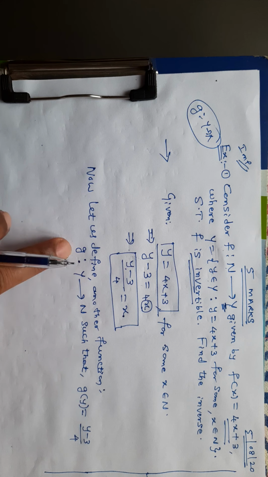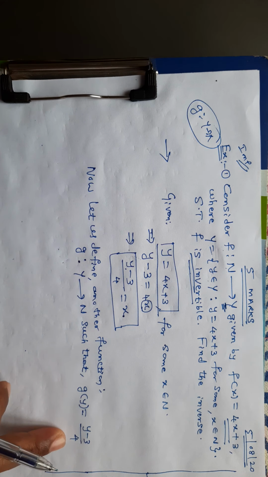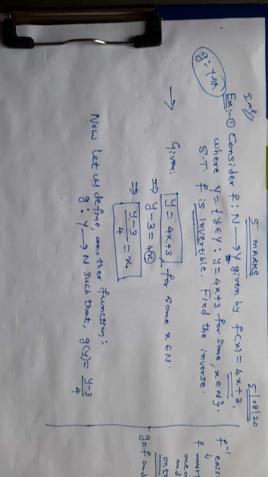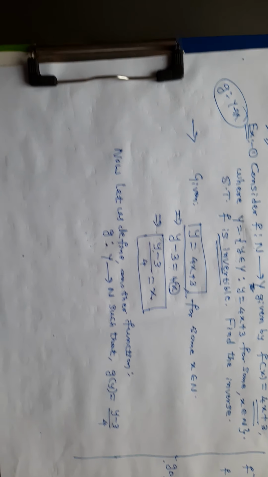So we can define another function g from Y to N such that g of y is y minus 3 divided by 4. Then what we have to prove in the next step is, we have to consider the composition. So let us consider one by one here.